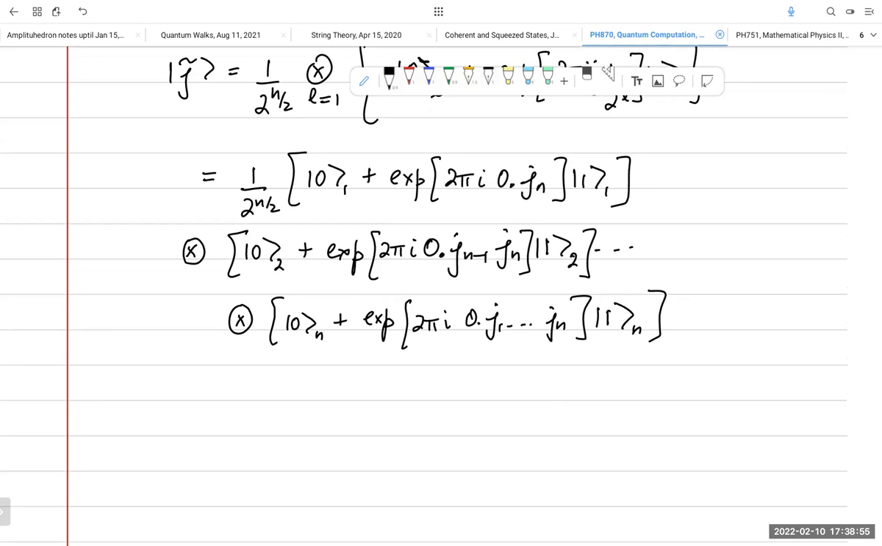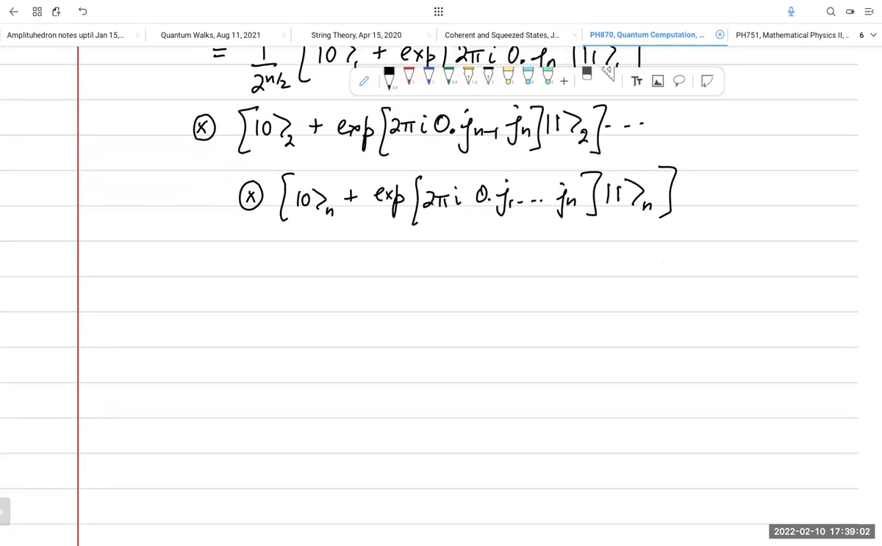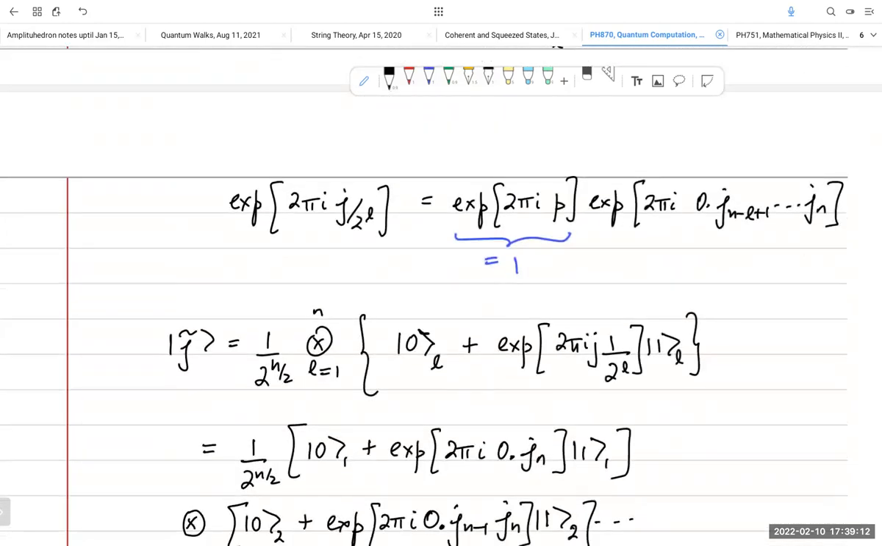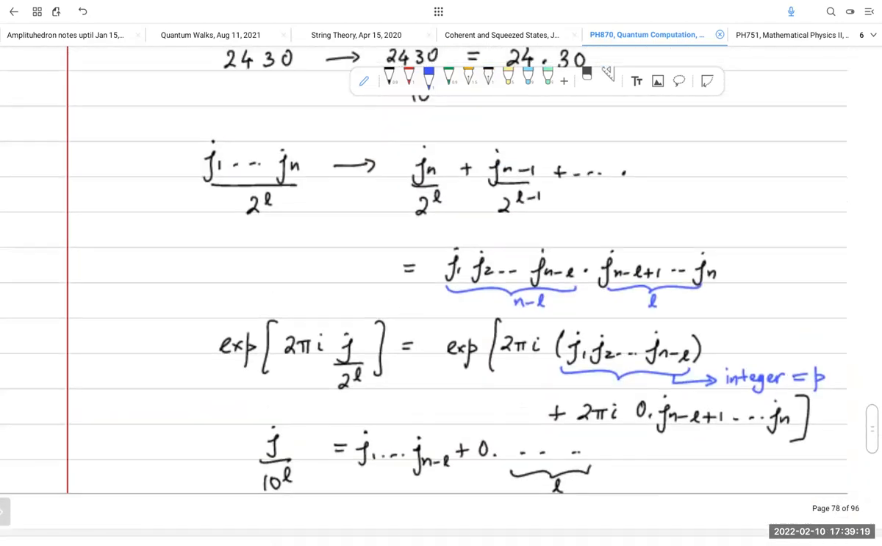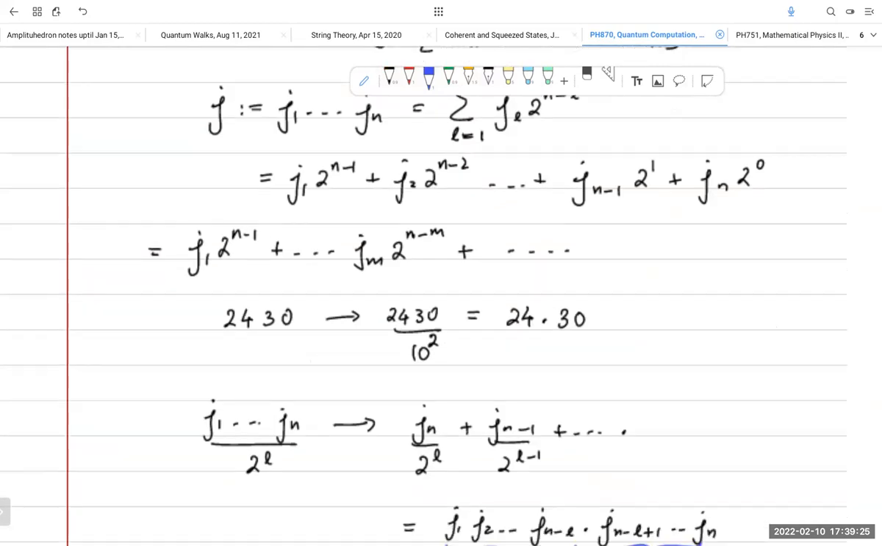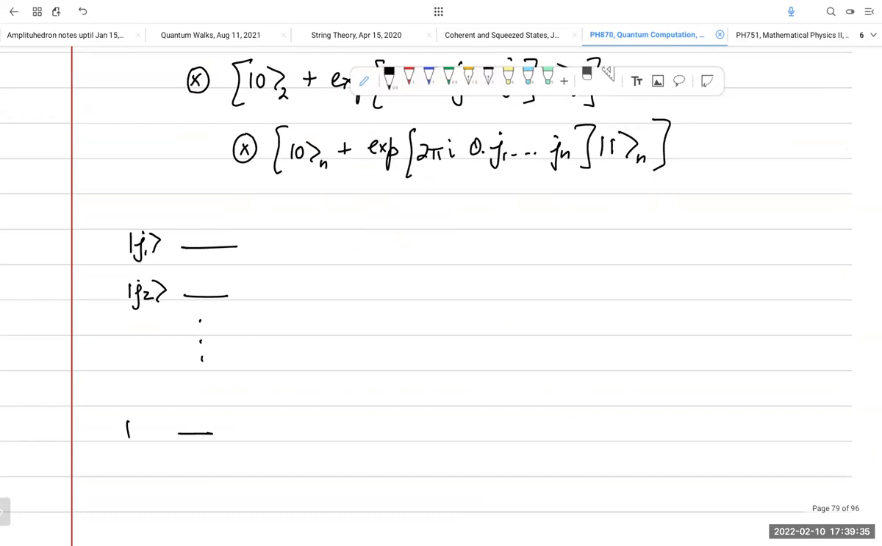So now here comes the interesting part. How do we build up this state? Remember, what are we trying to do? We are trying to perform a Fourier transform on the state which was given by this J. So our initial state is specified in terms of n qubits, where each qubit is in the J1, J2 states respectively.